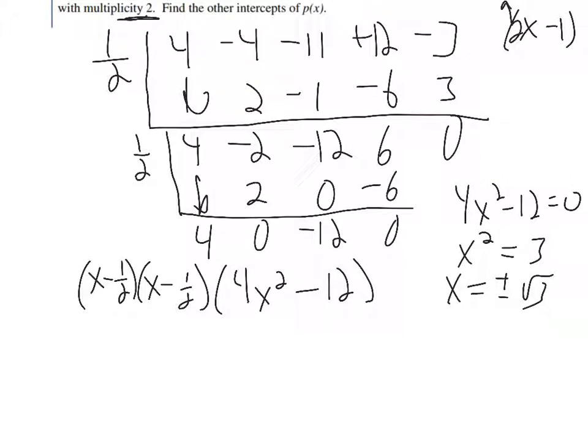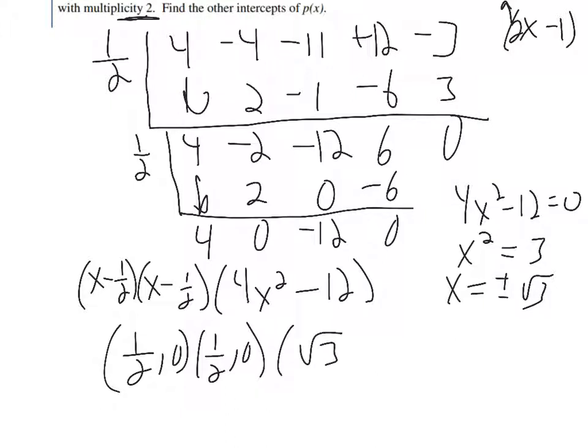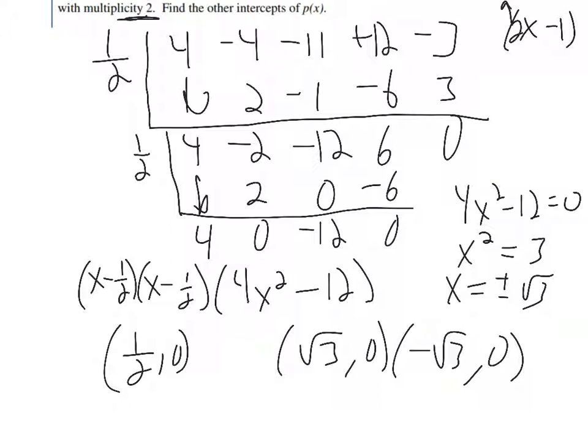Now we probably should write these as ordered pairs. So (1/2, 0), and I guess I didn't have to write that one twice. And then I'm going to have (root 3, 0) and (negative root 3, 0). This bothers me, so I'm going to get rid of that one. There are only 3 x-intercepts. This has multiplicity 2, so that's why we can just write it once. Okay, so hopefully that helps you do the problems in this section. We'll kick it down the road a little further next section.